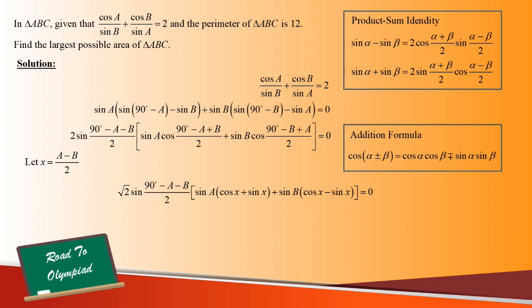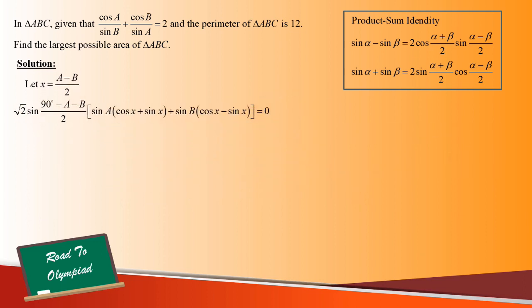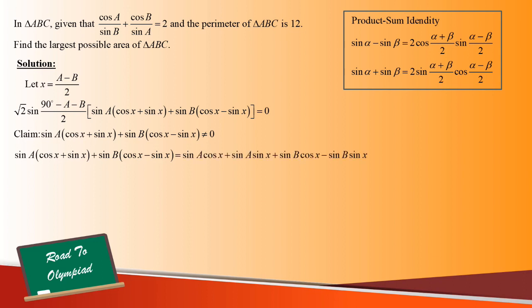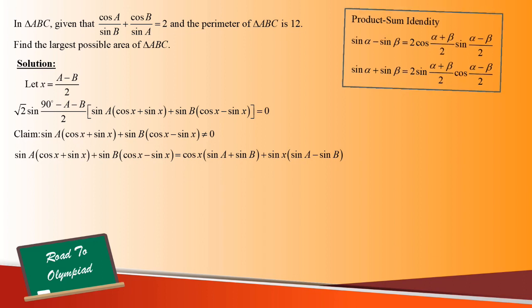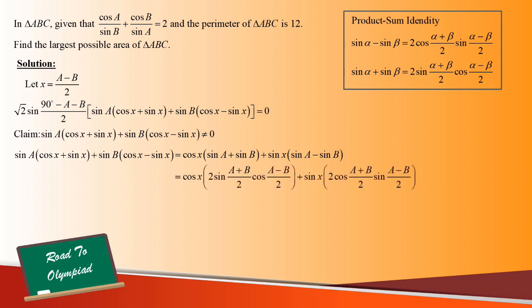Here, let's clean up the thing a little bit first. Here, we are going to claim that the expression in the big bracket is not equal to 0. Notice that we can expand the brackets to get this, which we can do something similar to just now by rearranging the terms and factorizing out the cosine x and sine x into this one. Again, we are going to apply the product sum identity to get this. Putting (A minus B) over 2 as x again and expanding the brackets, we get this one.